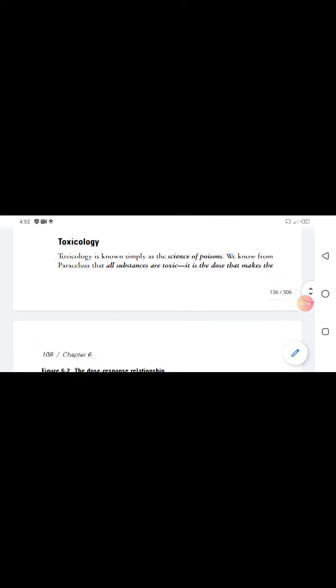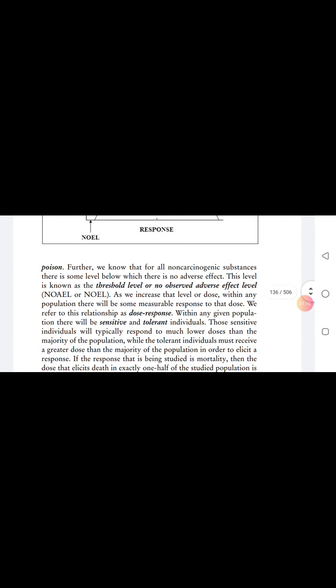We know from Paracelsus that all substances are toxic. It is the dose that makes the substance poison. By nature, all substances are toxic. In these lines, it is said that by nature, all substances are toxic.